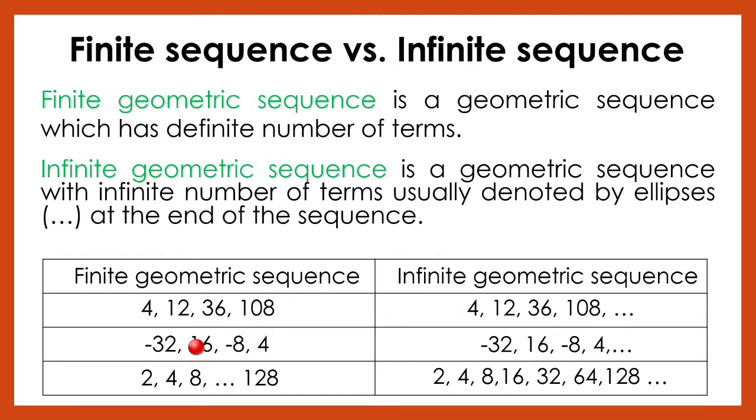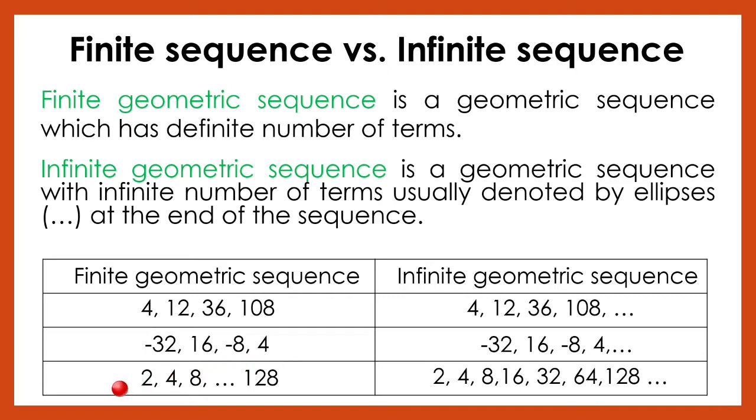Like, for example, number 2. We have negative 32, 16, negative 8, 4. While in the infinite, we have negative 32, 16, negative 8, 4, and then the ellipsis. So, kapag may nakita kayong ellipsis sa dulo ng sequence, it means that it is infinite geometric sequence. While kung walang ellipsis sa dulo ng sequence, it is a finite geometric sequence.